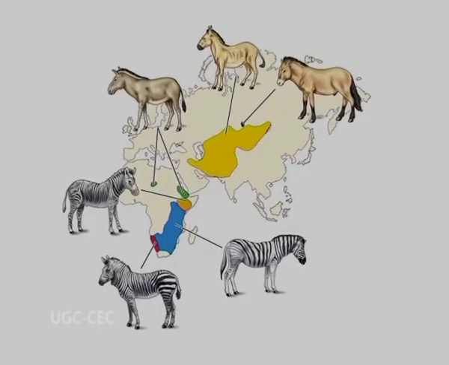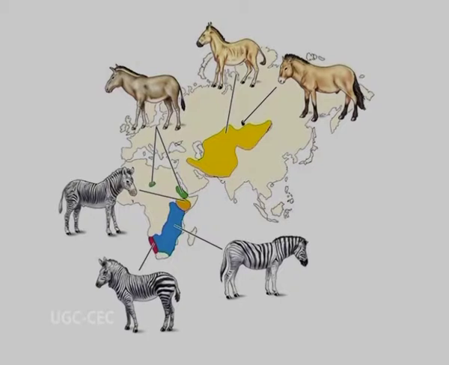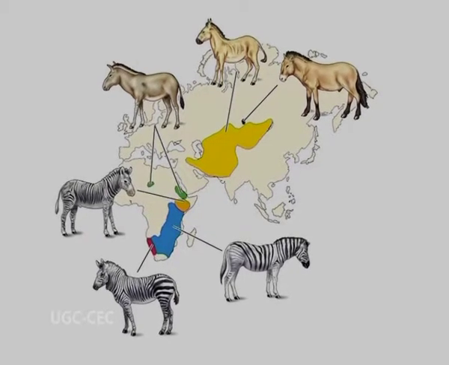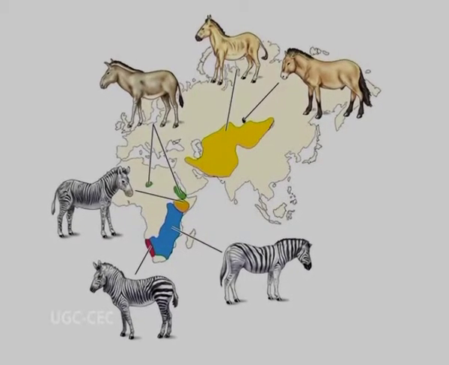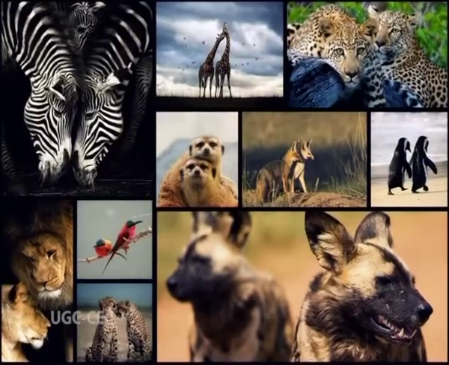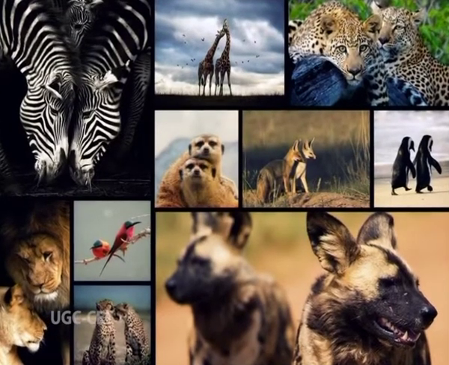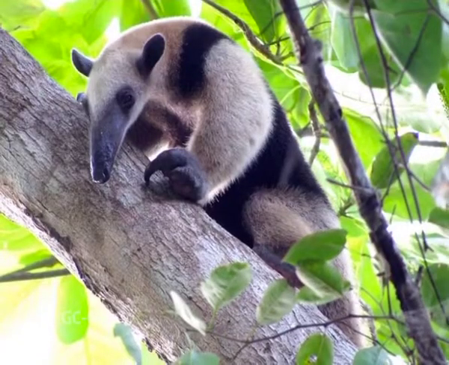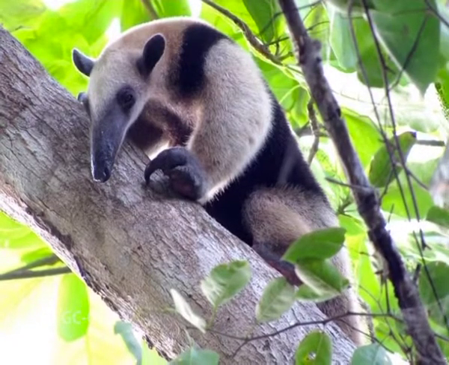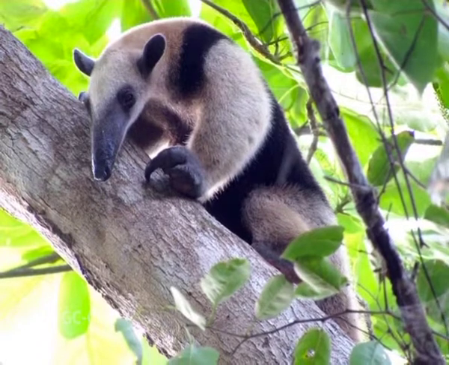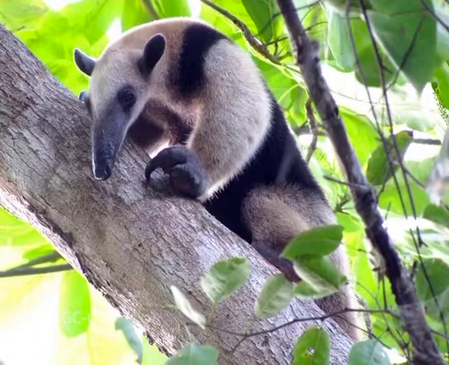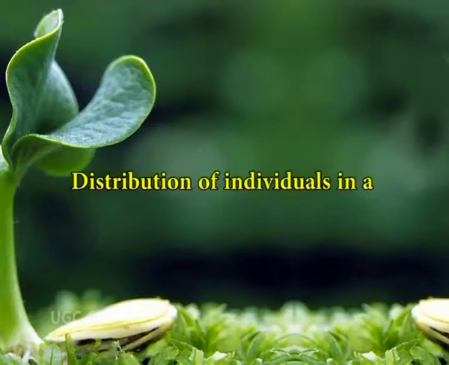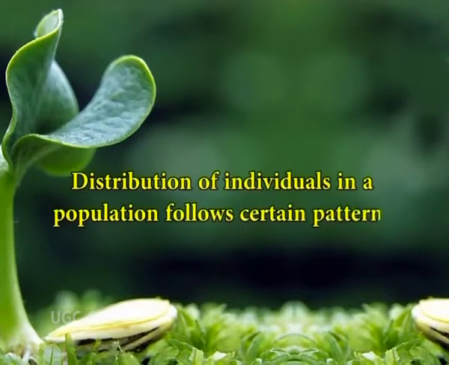It is to be noted, however, that an organism's distribution is not solely determined by the physical characteristics. There are many other factors on which the distribution of population is dependent. Some of these factors are the presence of predators as well as competitors, which help to determine the distribution of a species. Distribution of individuals in a population follows certain patterns.